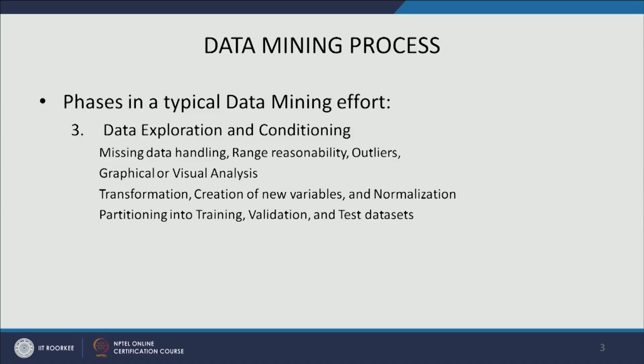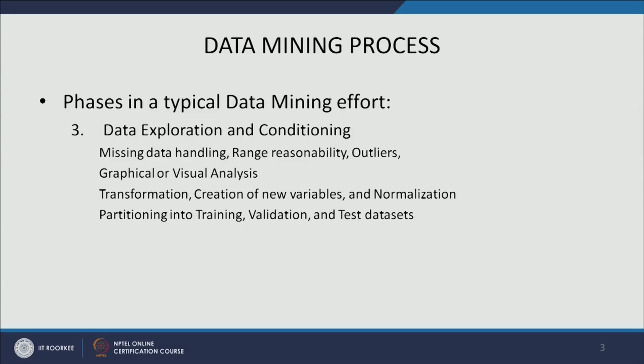Graphical or visual analysis is another activity. We generally plot a number of graphics, for example histogram and scatter plot, that we are going to discuss in a later lecture. Other activities that we can do are transformation of variables, creation of new variables, and normalization. Why we might need to do some of these activities will become clearer as we go further in coming lectures.